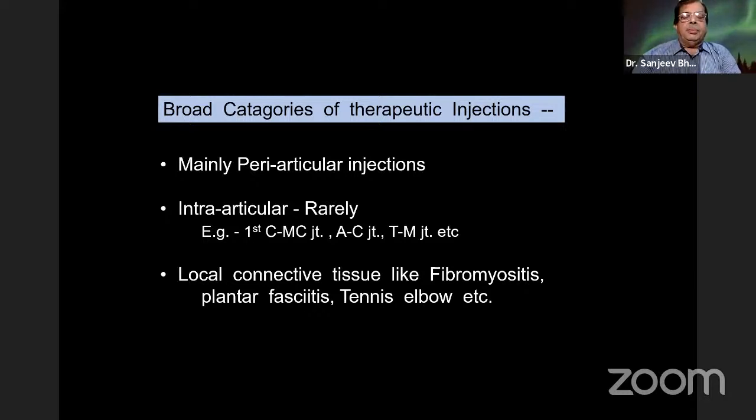The broad categories of these therapeutic injections are mainly periarticular injections, about which I'm going to talk today. Then very rarely intraarticular injections like the first carpometacarpal joint, the acromioclavicular joint, the temporomandibular joint, etc. And last is the local connective tissue injections like fibromyositis, plantar fasciitis, tennis elbow, etc. So I will be talking mainly on the periarticular injections, which form the bulk of my injection techniques.